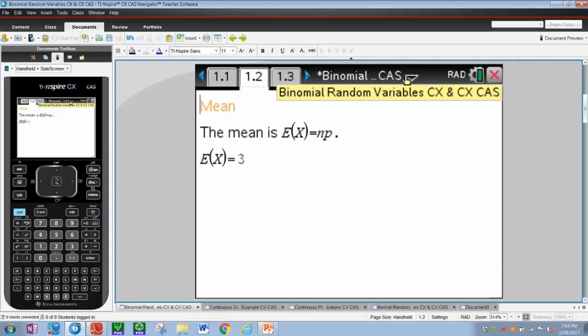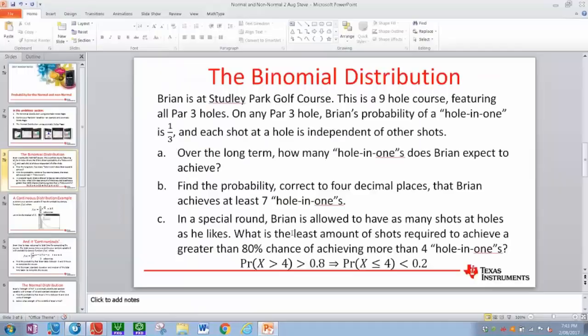Okay, so as you can see at the top there, this particular file is valid for both the CX and the CX-CAS, because all the different commands that I've used are exactly the same in both calculators, which is brilliant because you don't have to modify these files at all. So that's the mean part done.